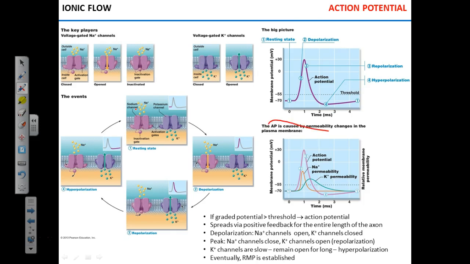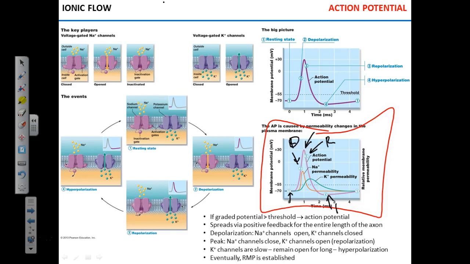In fact, this graph will help you to better understand what happens during the depolarization, repolarization, and hyperpolarization of the membrane. So if you look at the purple line right here, purple graph, it represents the change in the membrane potential of the cell. Can you see that? The purple graph. You can see the resting state. You can see the depolarization. You can see the repolarization, and you can see hyperpolarization.